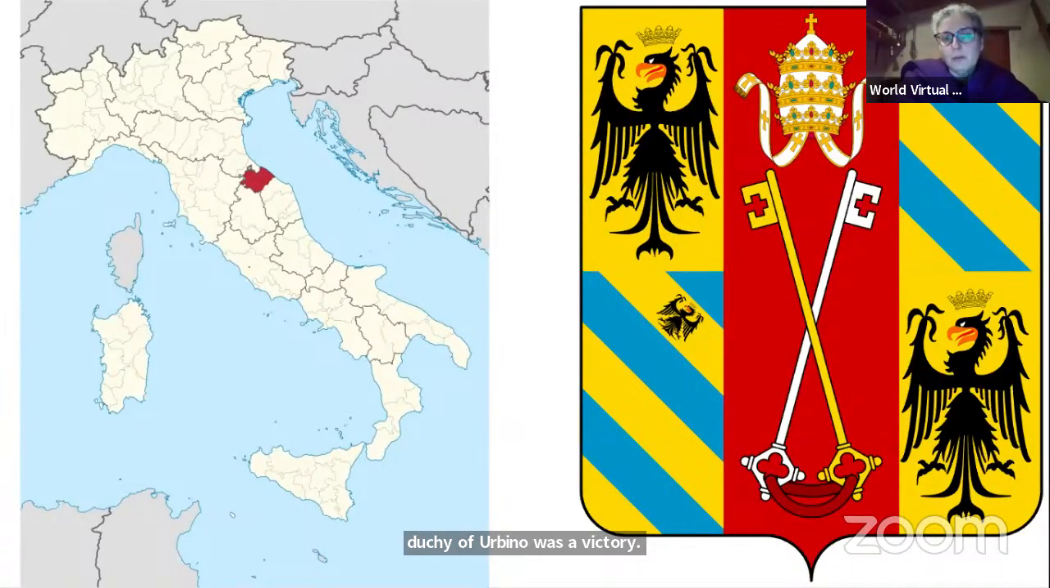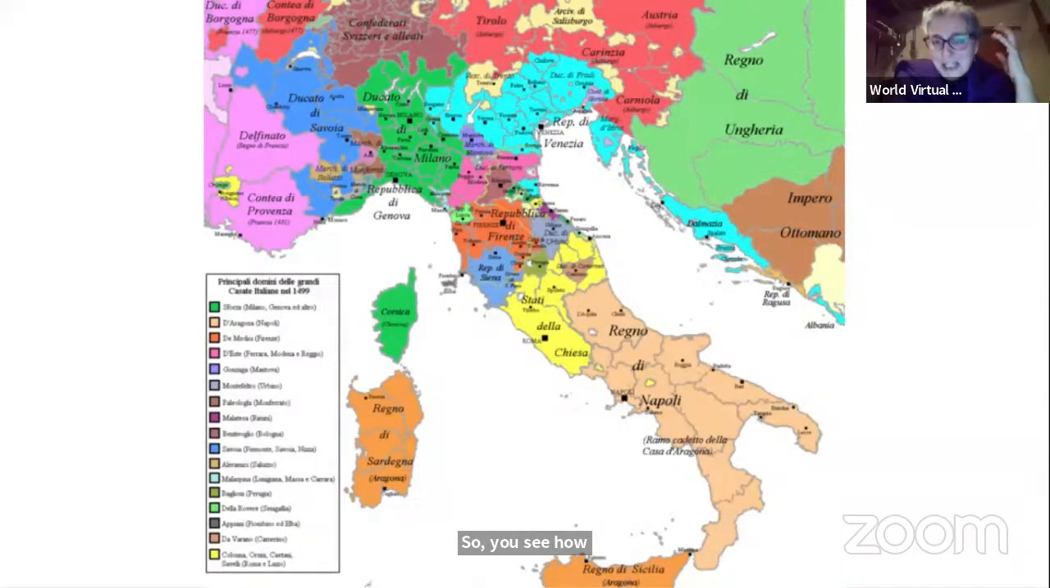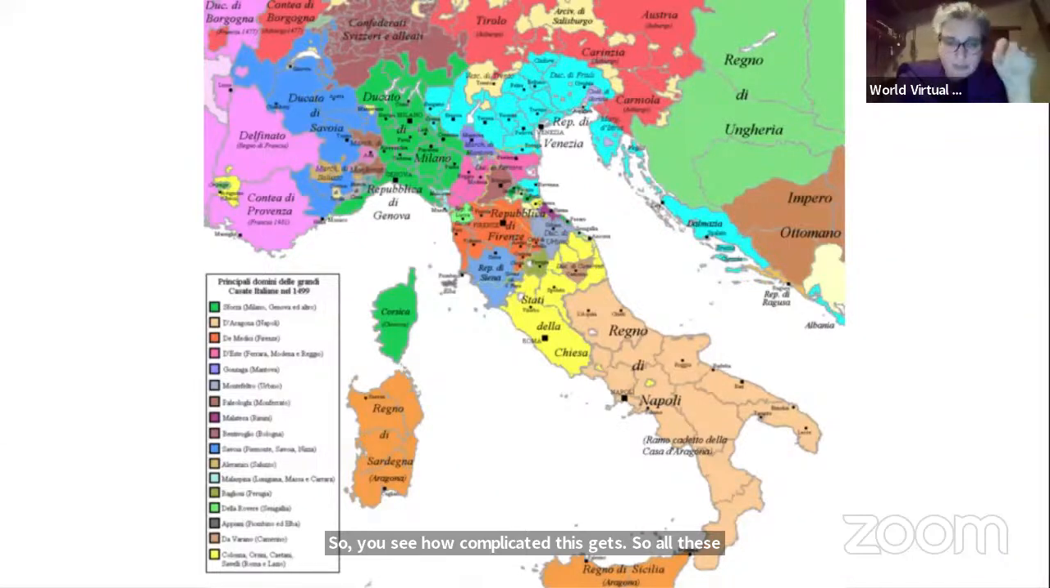Because if you look at the whole map of Italy in those days, normally, you see, I have it here. So you see how complicated this gets. So all these little parts and duchies and counties, and they are not even all on the map. But so if you look at this, the larger yellow area in the middle, that is the states of the church, so the papal states. And then you see in the papal states, because the papal states, they were much bigger than the yellow area. But so, several areas of the papal states had been given as vicariates to, for example, the Count of Montefeltro. So already in the 13th century.